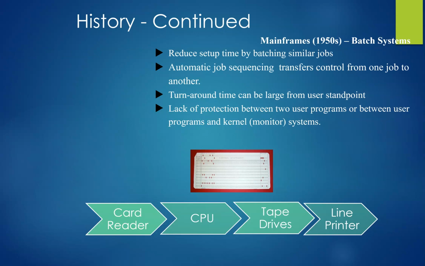After that came mainframes, which were often used to batch similar jobs. They sequenced transfer control from one job to another. From a user's point of view, it could be a large amount of time for something to complete, but also there was no protection between two user programs or between user programs and the kernel, which was then called a monitor system. So things could stomp on each other. The typical flow would be from a card reader into the CPU, out to a tape drive, and then to a line printer.